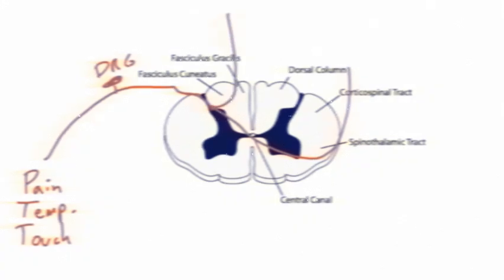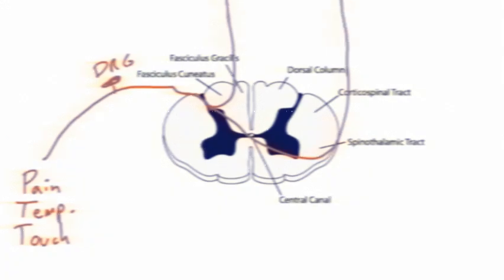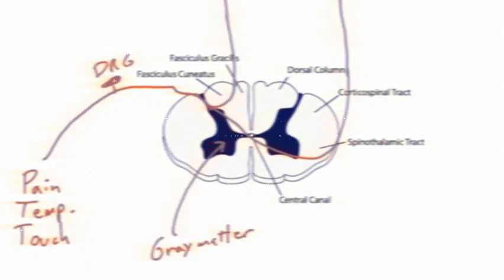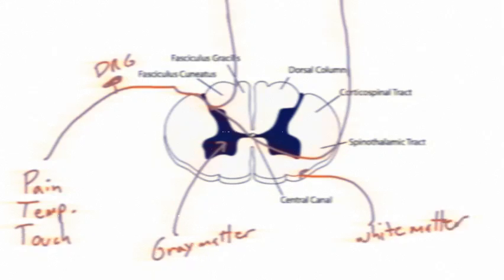But what's important to know is that the information travels up in this white matter. And it does this at every spinal cord level. Something else I want you to make sure you understand is that this inner dark blue part is the gray matter, and this lighter part is the white matter.